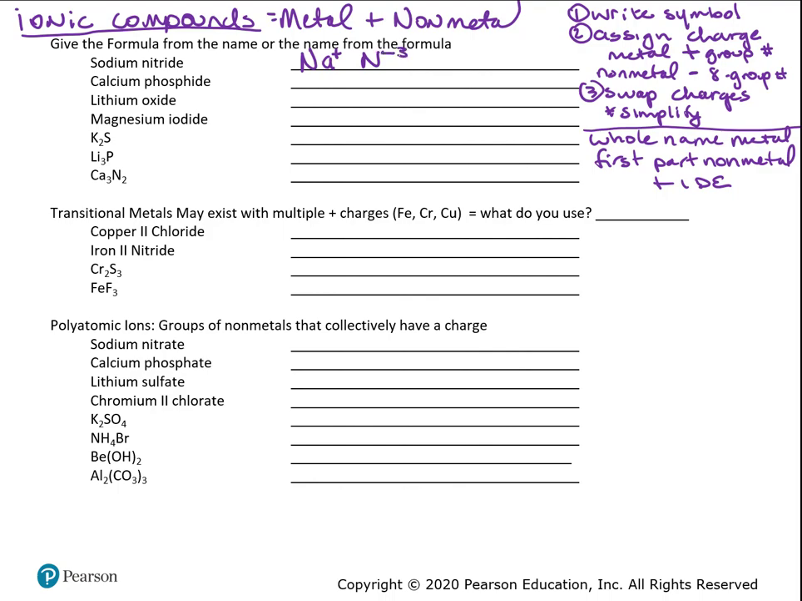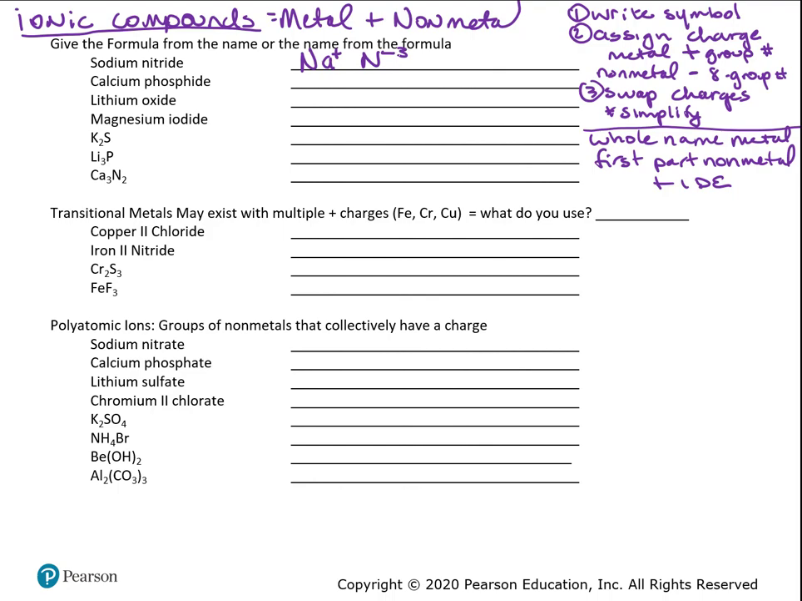Metals always become positively charged. Nonmetals are always negatively charged. Metals are always written first in an ionic compound. You would never have nitrogen, then sodium. You would always have the metal written first. So remember, the metal's written first, and it's always positively charged. The nonmetal's always written second, and it's always negatively charged. So see that they're not the same.